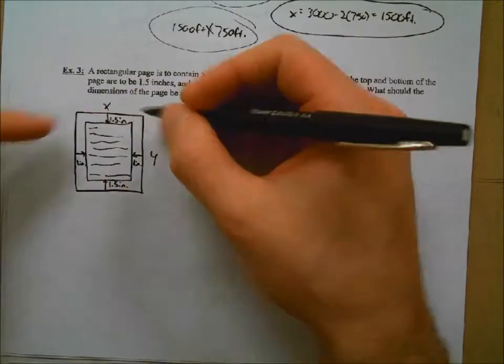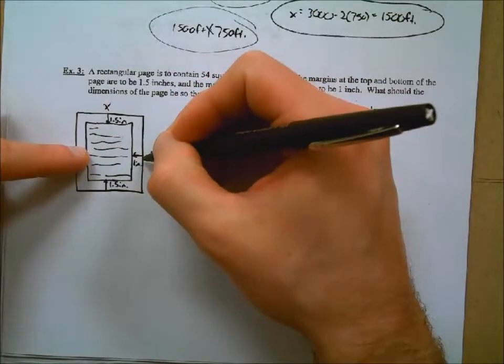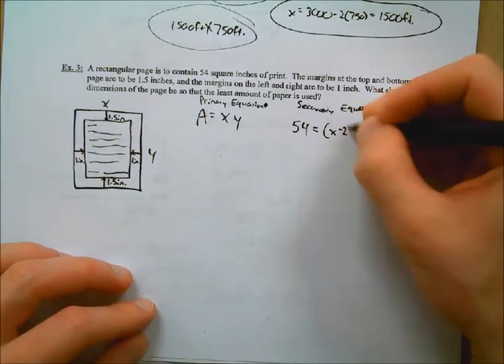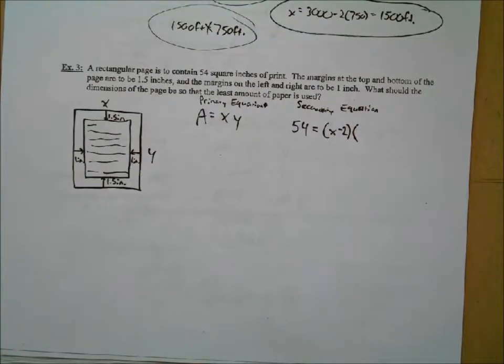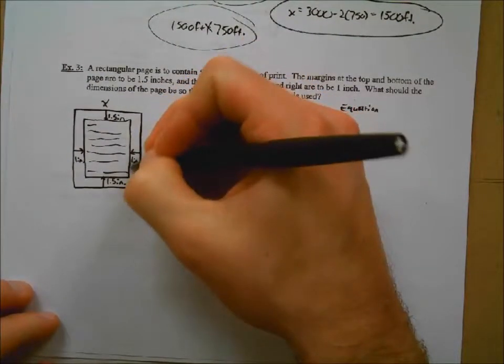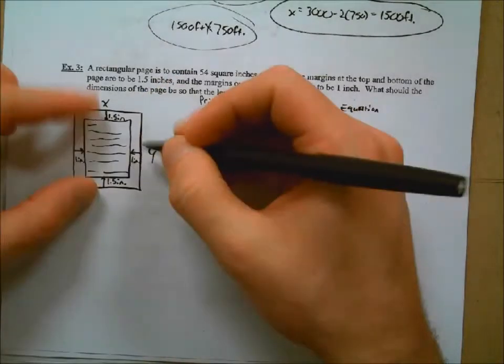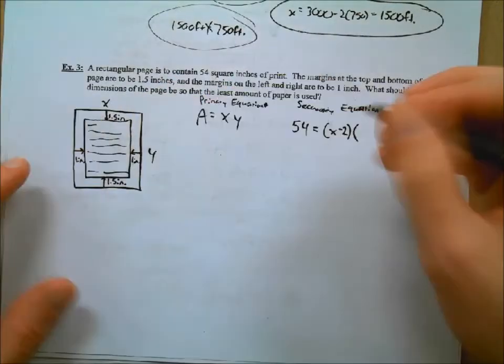X is the full distance. We take an inch in from each side. That's a total of 2 inches in. So it'll be X minus 2. And then what will be this length right here? Y minus 3. Again, we're going in 1.5 from each side of Y. That's a total of 3, so it's Y minus 3.